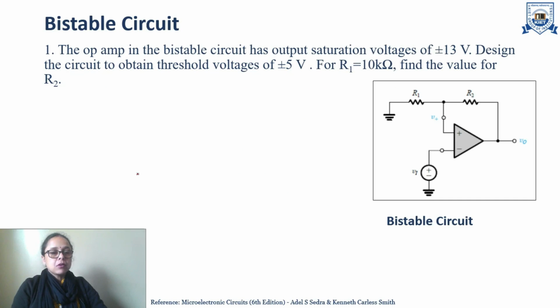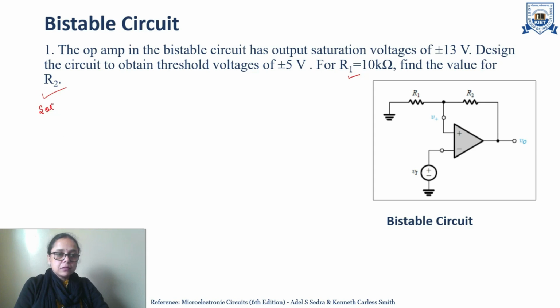Now the non-sinusoidal oscillators are based on multivibrators. So we will see how these oscillators are designed using a bistable circuit. The problem is given: the op-amp in the bistable circuit has an output saturation voltage of ±13 volts. Design the circuit to obtain a threshold voltage of ±5 volts. The value of resistance R1 is given as 10 kilo ohm. You have to find the value of resistance R2.